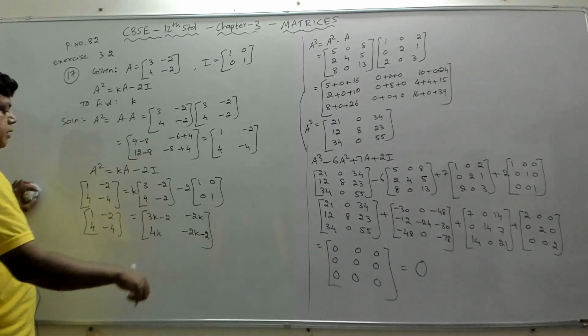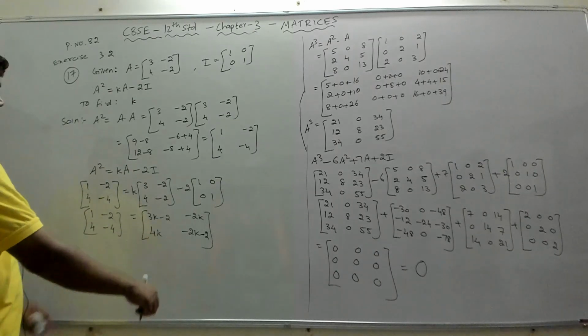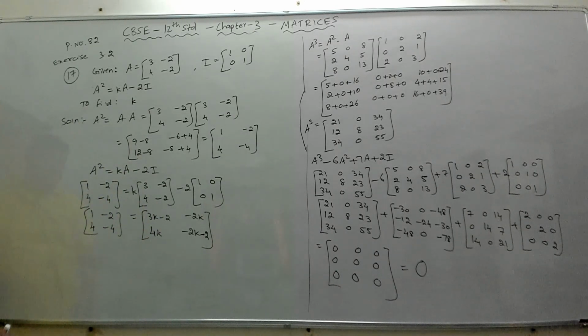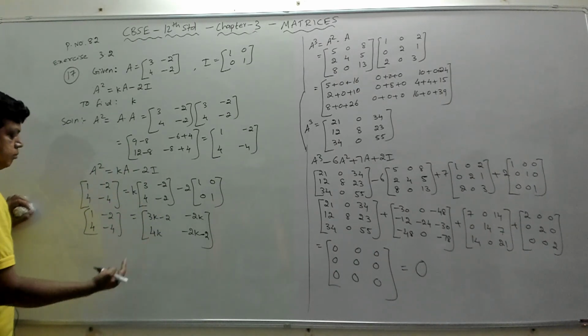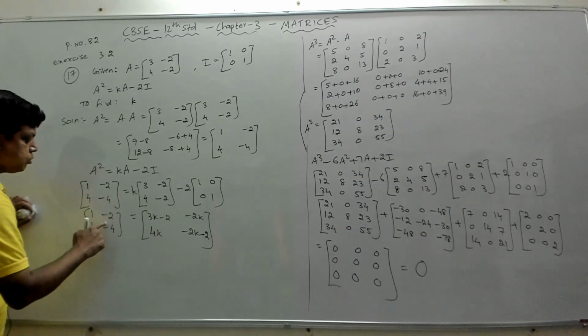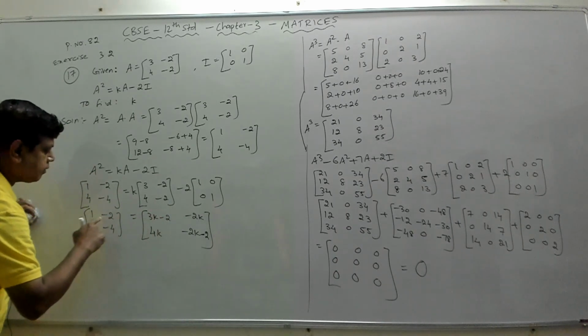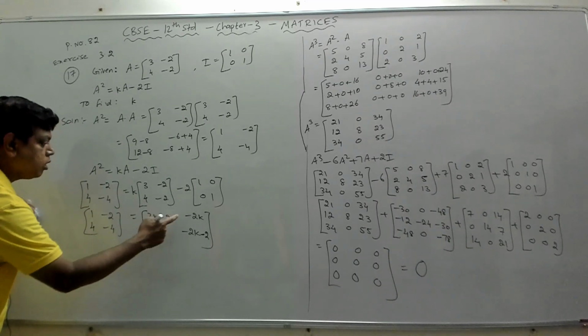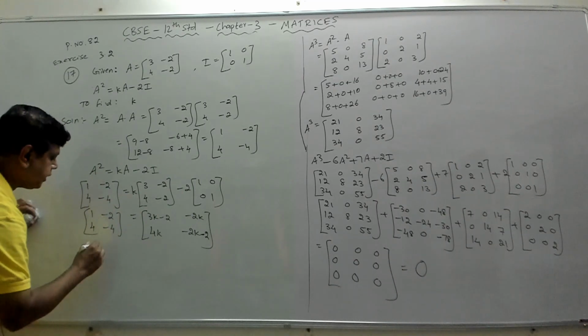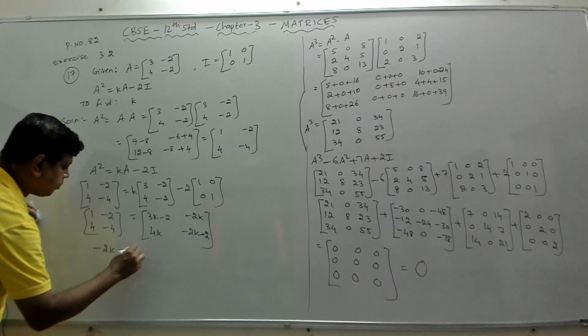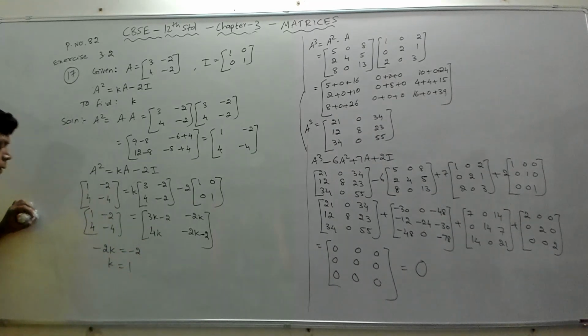Now we have to equate the corresponding values to get the value of k. We can compare any one element. Either we can say 1 is equal to 3k minus 2, or we can say minus 2k equal to minus 2. We'll take minus 2k equal to minus 2. This gives you k equal to 1.